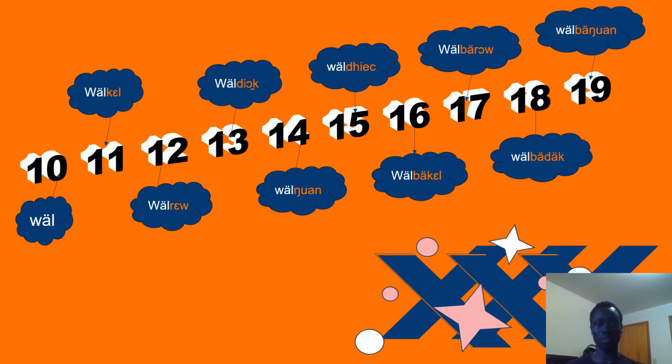I have actually put different colors here for you to see the differences of what is new and what is not new. So, walkel, walrow, waldok, walwan, waldi, walbakel, walbarow, walbadak, walbangwan. That is from 10, 11, 12, 13, 14, 15, 16, 17, 18, 19.